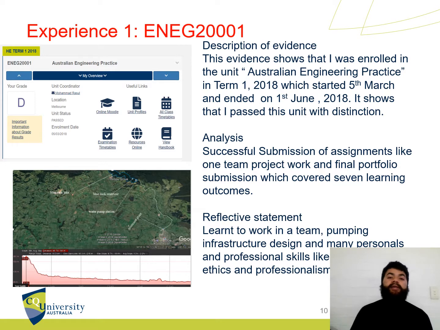Talking about ENEG 20001, I was enrolled in Term 1 2018, and then it shows that I passed this unit with distinction. Analysis, we did successful submission of assignment like one team project work, final portfolio and 7 learning outcomes. Reflective statement, I got to learn about the working in team, pumping infrastructure design and many personal and professional skills.